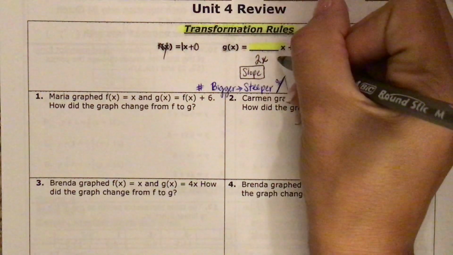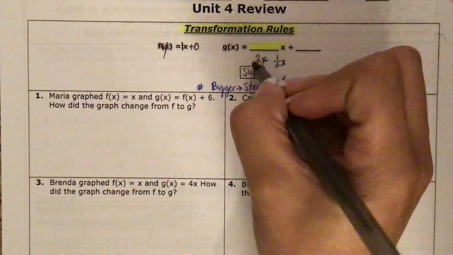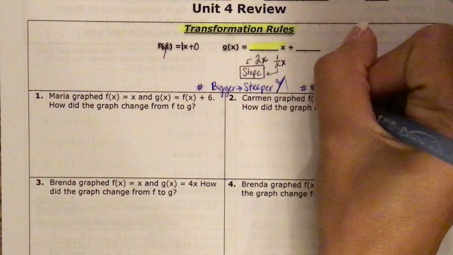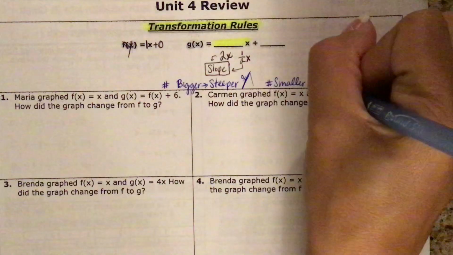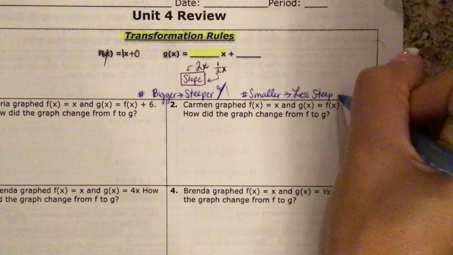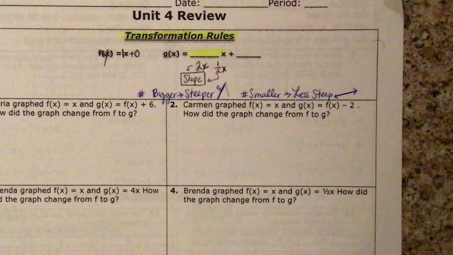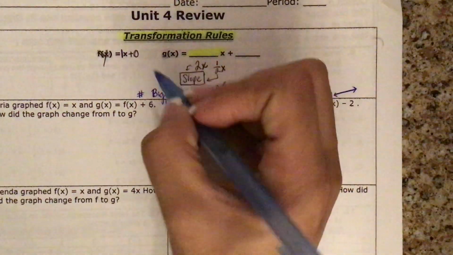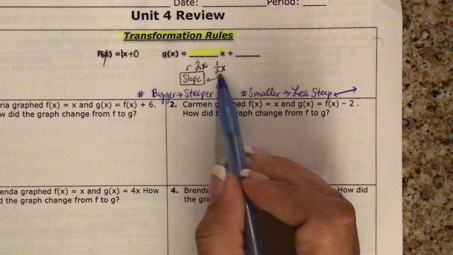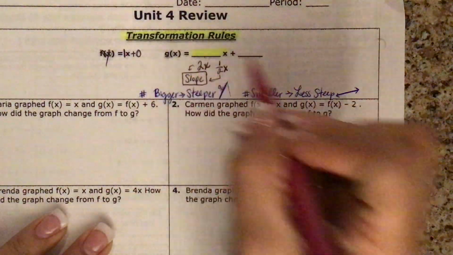Now if that number was 1/2 x, again, it's still affecting my slope, but this time that number got smaller. If the number becomes smaller, we call that less steep. That means my hill is now less steep, flatter. So that is what happens when we change a number in front of the x. If that number gets bigger, it becomes steeper. If that number gets smaller, it becomes less steep. That's what happens when we have things that affect the x value.